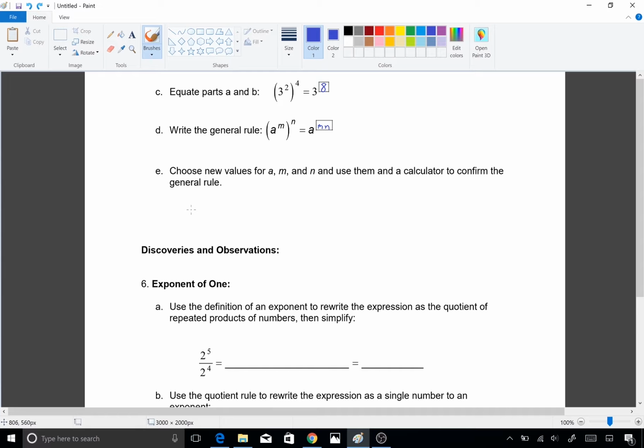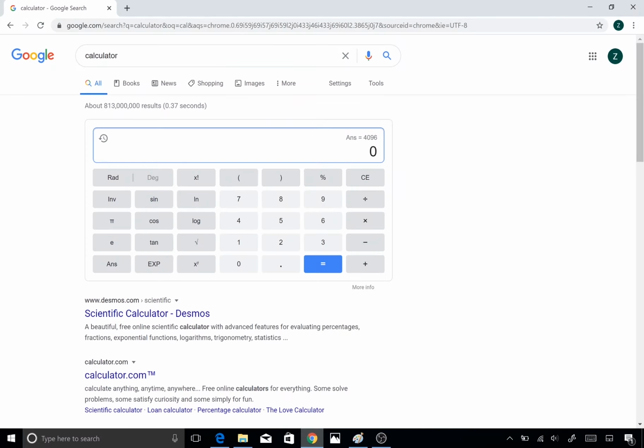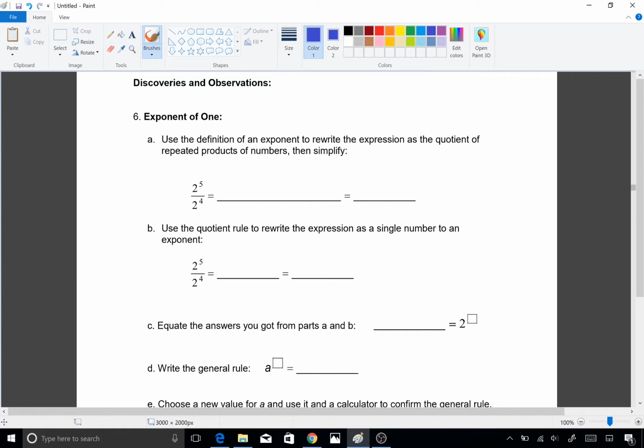Let's try another example, maybe 4 squared cubed. Our rule says that should be 4 to the 2 times 3 equals 4 to the 6th. If we look on a calculator, 4 to the 6th is 4096. 4 squared is 16. 16 cubed is 4096. Now we can go through this discoveries and observations section.